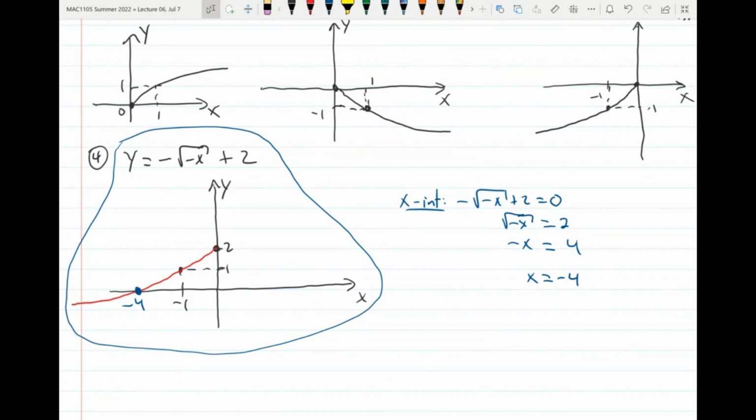Questions? All right. So what are the rules that we have so far? We can add and subtract a number to an entire function that makes it go up and down. We can replace x by x plus something or x minus something. That makes it go left and right. Yes. We can multiply the entire function by negative 1. That flips it about the x-axis. We can replace x by negative x. That flips it about the y-axis. Those are the transformations that we have discussed so far.